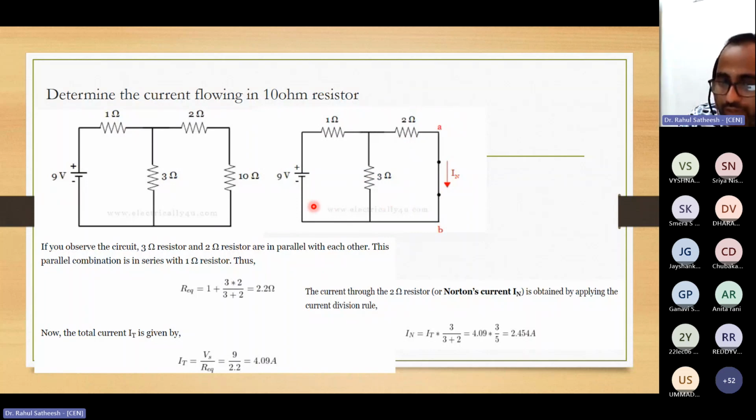To find that, what total current needs to be found? 9 divided by the effective resistance. Effective resistance means 1 plus 2 and 3 in parallel: 1 ohm in series with 2 ohm and 3 ohm in parallel. So 9 divided by the effective resistance, 2.2 ohm, gives 4.09 ampere. And to find IN, IN is equal to total current into the other resistance, 3 ohm, divided by 3 plus 2. So it will give the Norton's current IN.